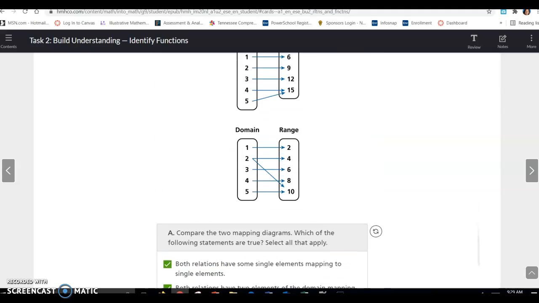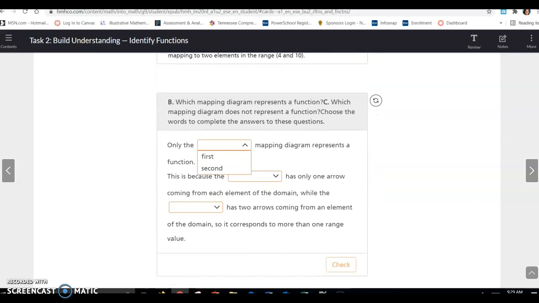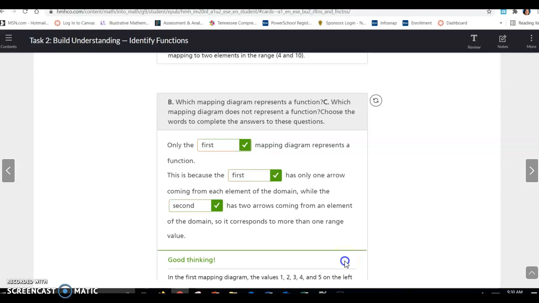So if we go back up here, all of these are unique. So this one is a function. This one is not unique. So the second one is not a function. So only the first mapping diagram represents a function. This is because the first has only one arrow coming from each element of the domain, while the second has two arrows coming from an element of the domain. So it corresponds to more than one range value.